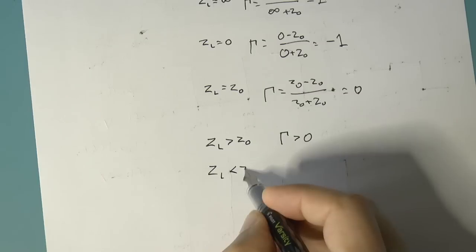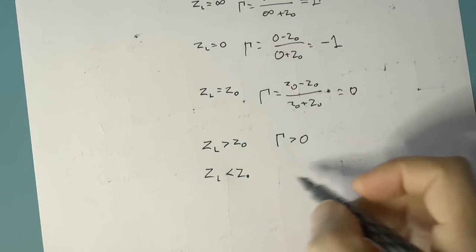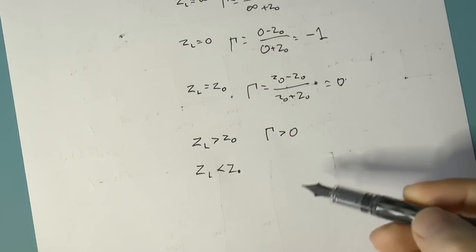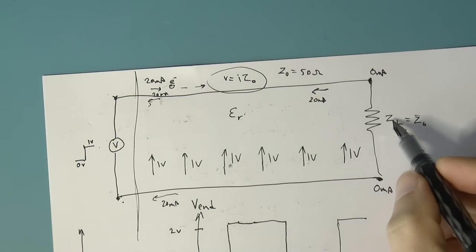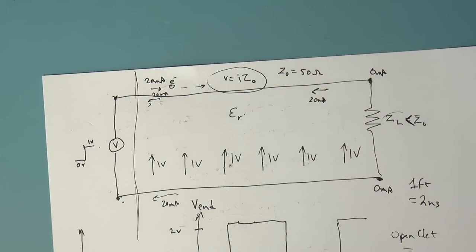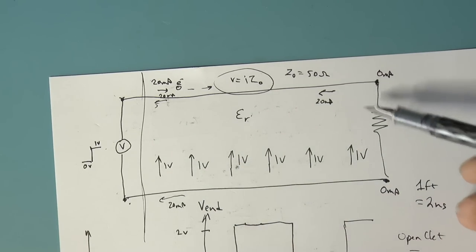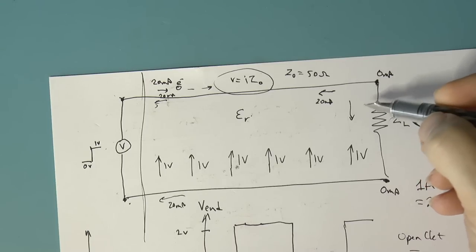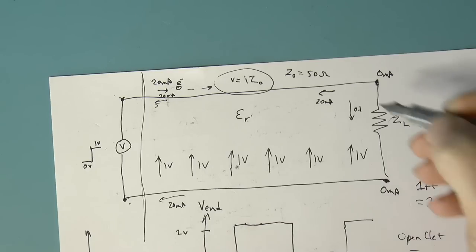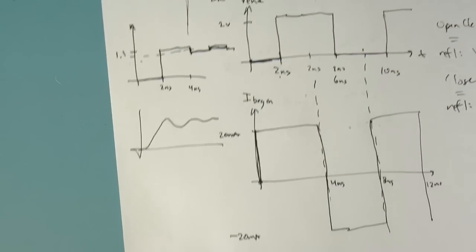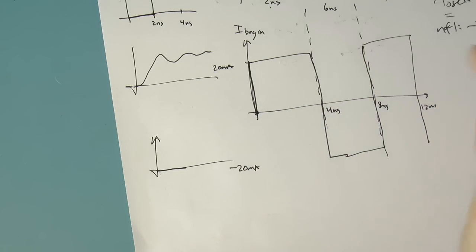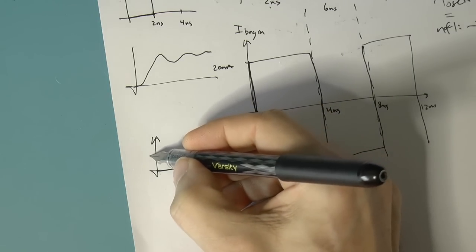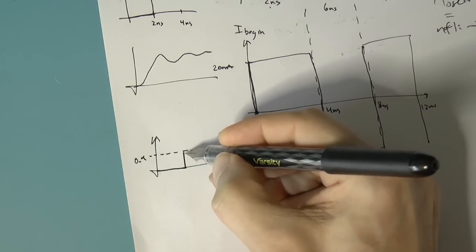Let's suppose the load is slightly mismatched and it's a little bit less. Well, then we're going to get less than 0, something between 0 and negative 1. So in that case, if this load is slightly less than Z0, then we're going to get a very small negative reaction. What that looks like is something like this. We see 0, 0, 0, 0, 0, and then we get 1 volt minus a little bit. So let's suppose that this is, I don't know, 0.9. So it goes up to 0.9.